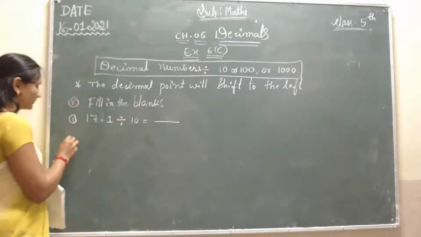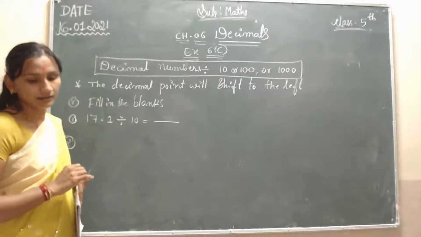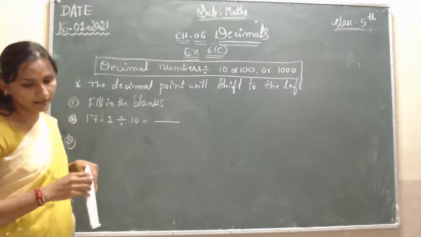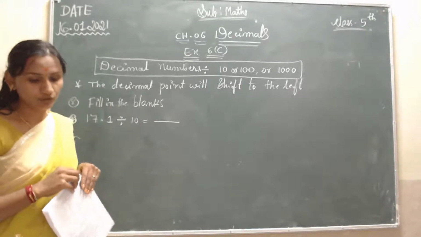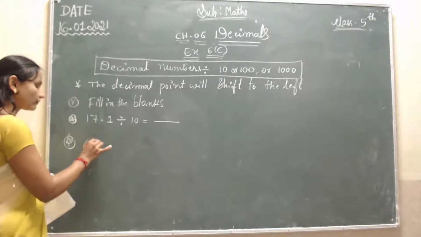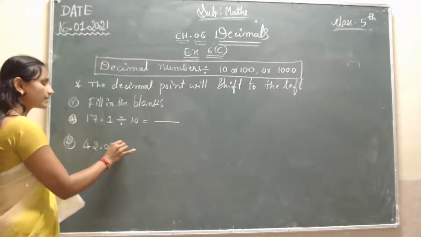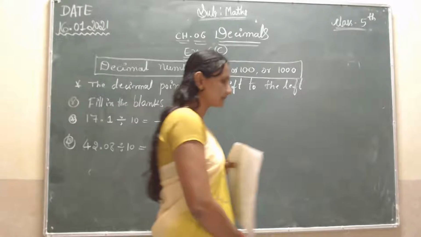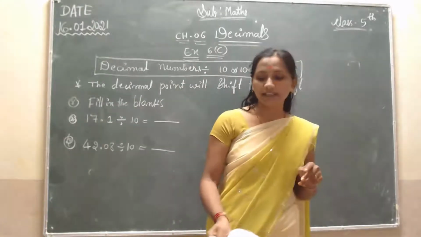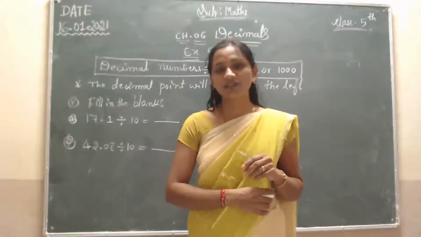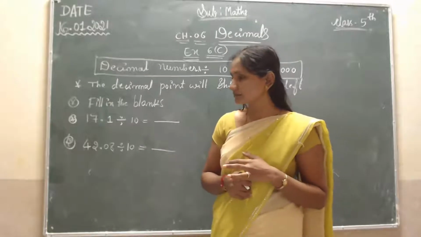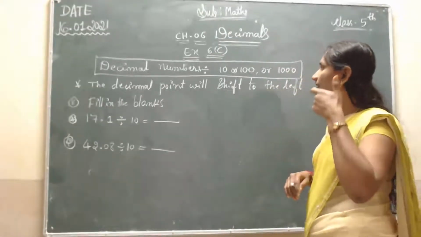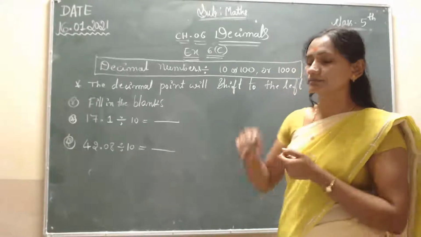Next, this is question A, and this is question B. The question numbers are in the 8th main. The next question is 42.08 divided by 10. What is the result? You have to find that result. Students, can you observe this question? The decimal numbers you have to divide by 10, 100 or 1000.